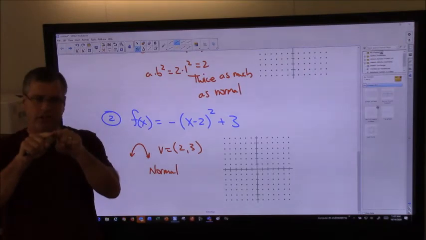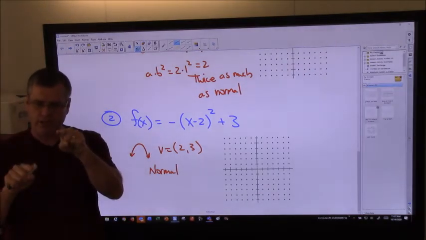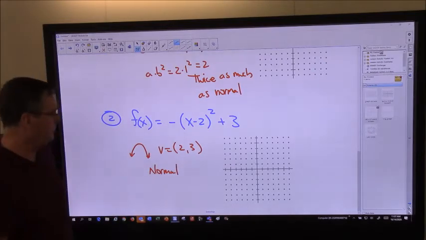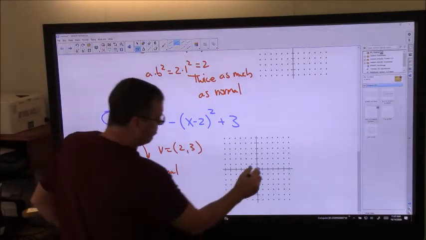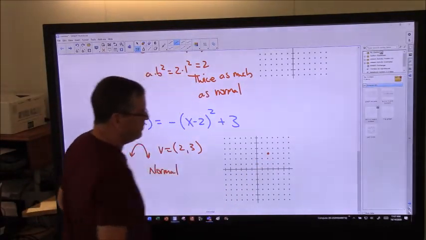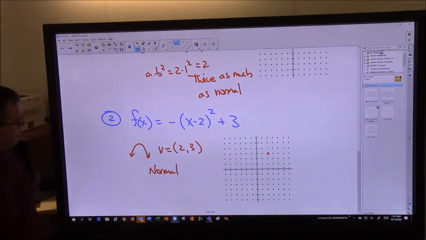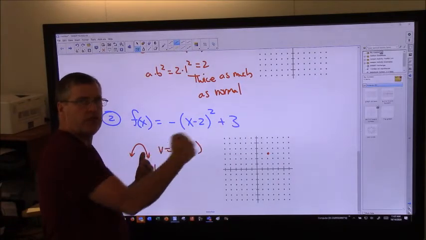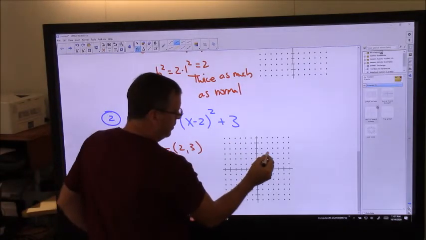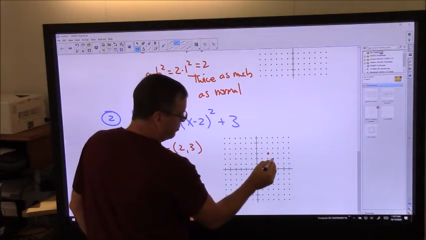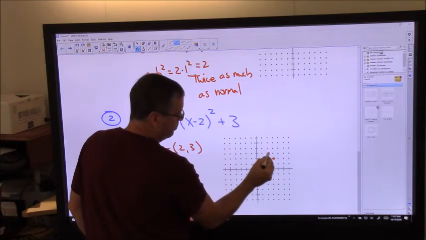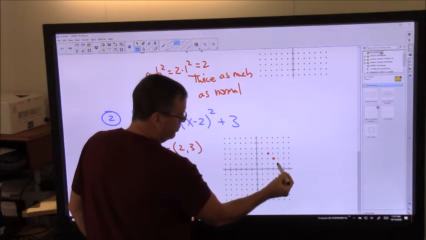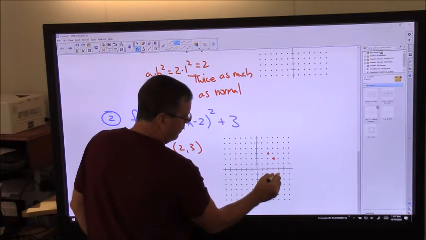If this is the vertex, however far I move away, I've got to go down that distance squared. And however far I go this way, same thing. Okay? So 2, 3. There's the vertex. It opens down. And so it doesn't matter which side you work on. If I go over 1 unit, 1 squared is 1. If I go over 2 units, 2 squared is 4. So I'm going to go down 1, 2, 3, 4.